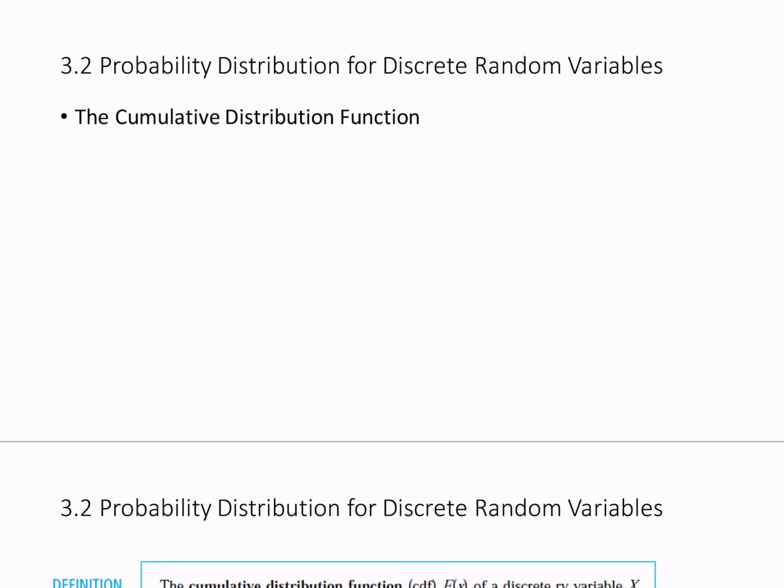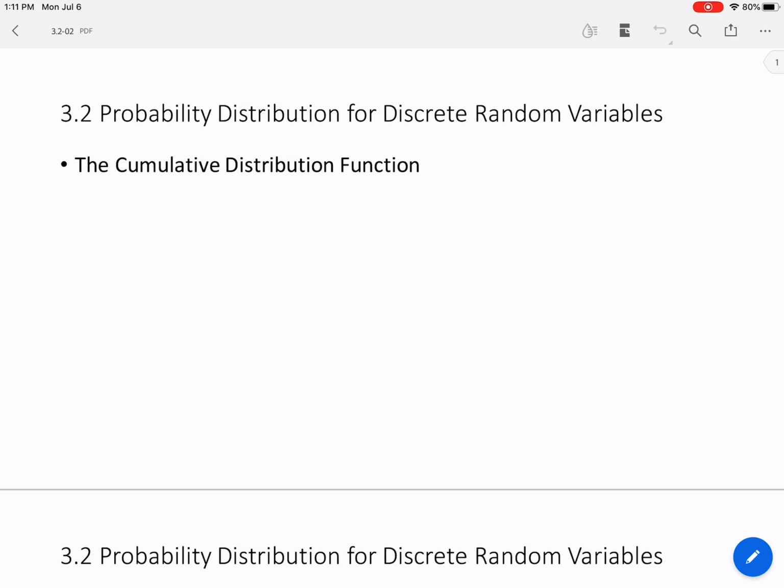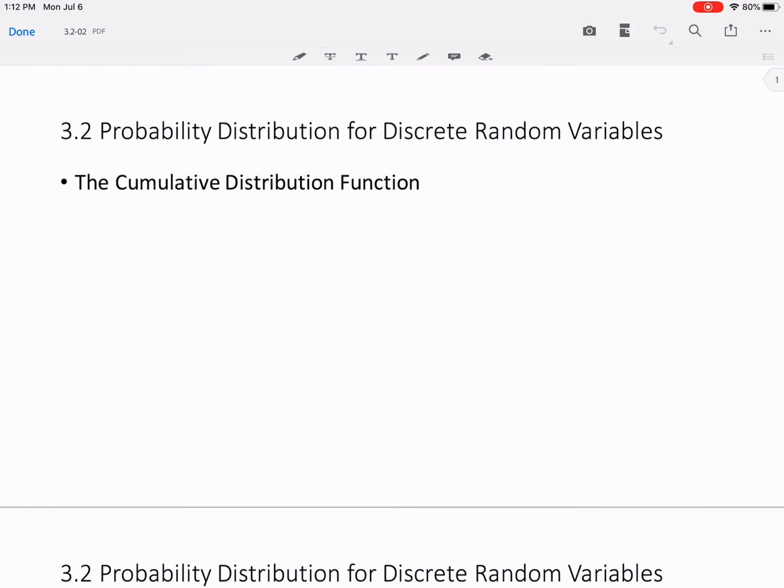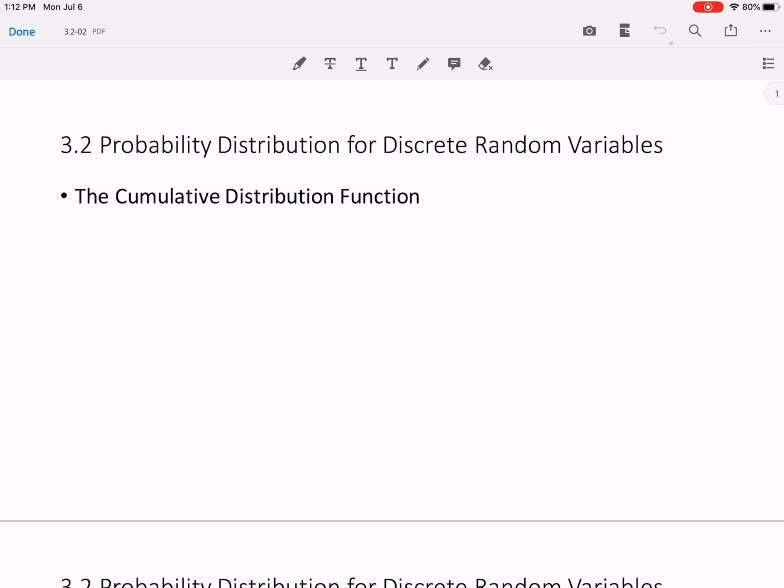Alright guys, in this video we continue on 3.2 probability distribution for discrete random variables, talking about the cumulative distribution function. Before talking about the definition of the cumulative distribution function, let's take a look at an example first. I will give an example, given the probability distribution.